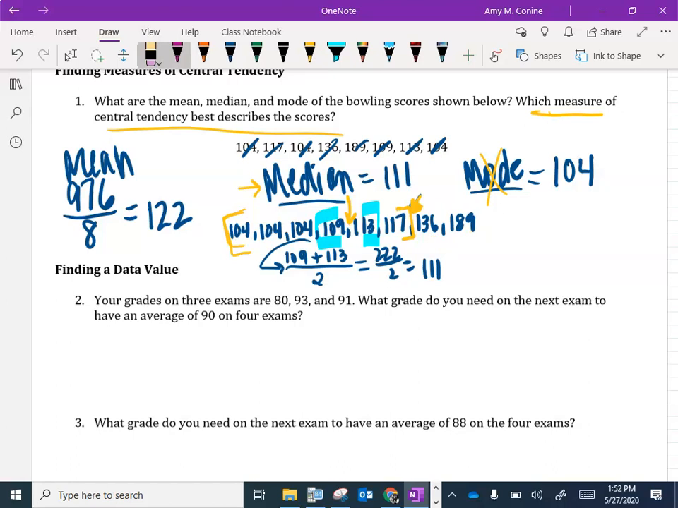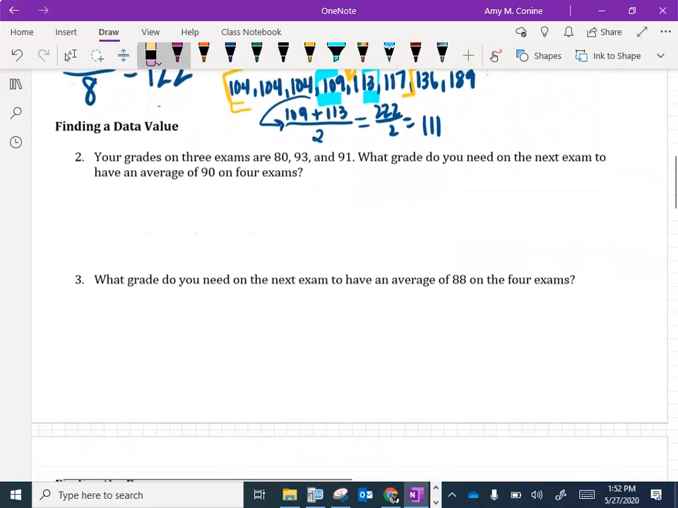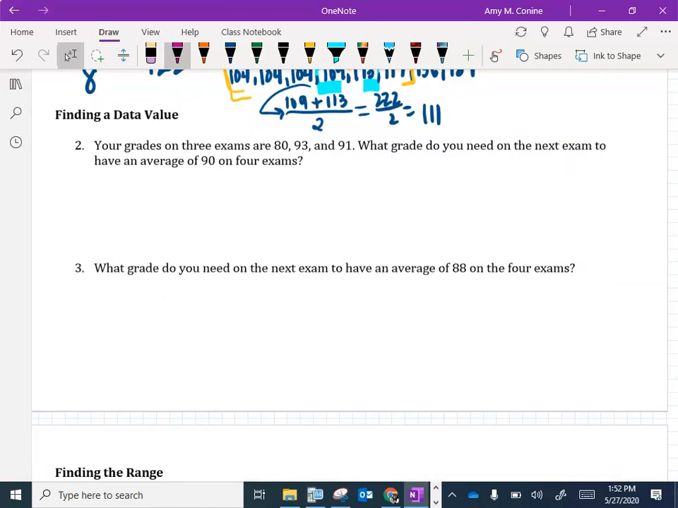So let's look at number 2. Your grades on 3 exams are 80, 93, 91. What grade do you need on the next exam to have an average of 90 on 4 exams?